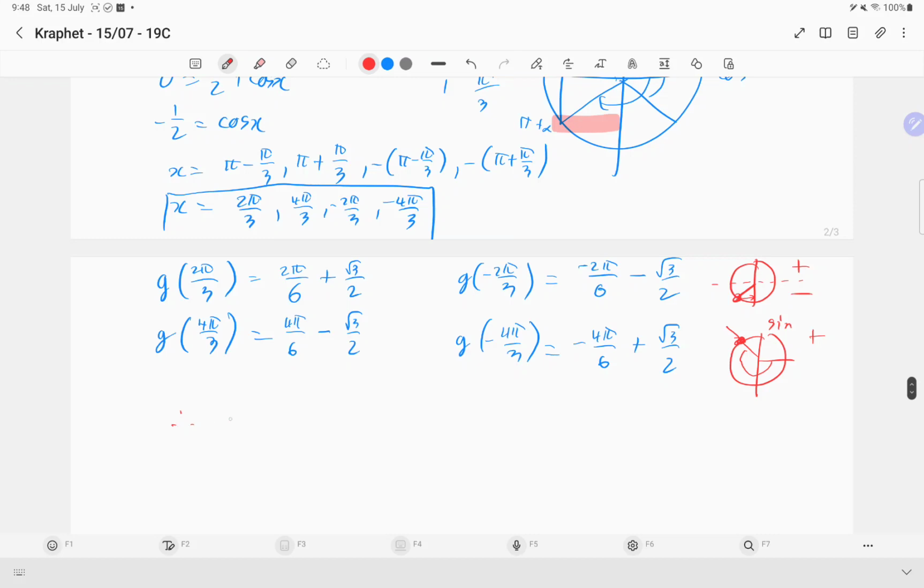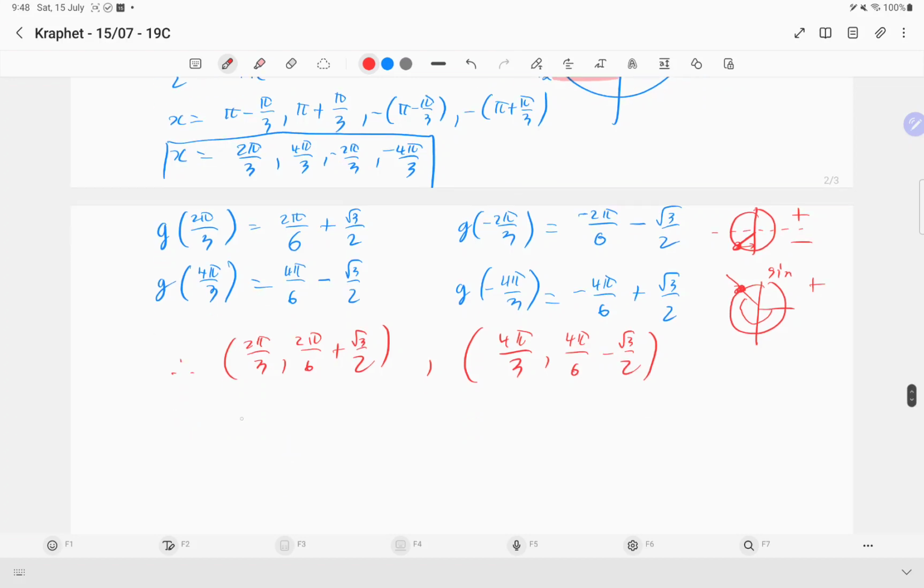And then you need to make your conclusion. Therefore, the first point is 2 pi on 3, with the y coordinate 2 pi on 6 plus root 3 on 2. The second point is 4 pi on 3, with the y value 4 pi on 6 minus root 3 on 2. Then negative 2 pi on 3, the y value is negative 2 pi on 6 minus square root 3 on 2. And the last point, negative 4 pi on 3, would be negative 4 pi on 6 plus square root 3 on 2. These are all the points.